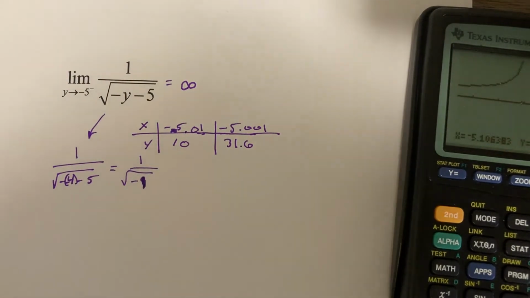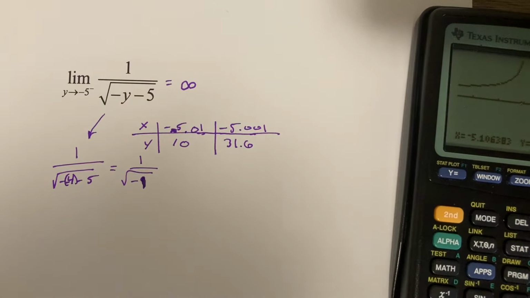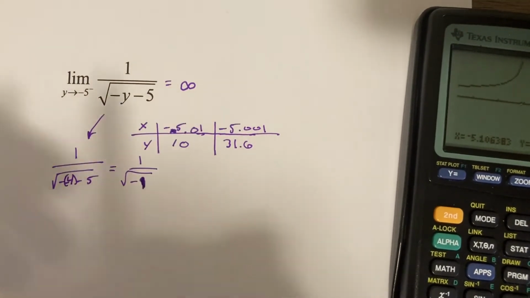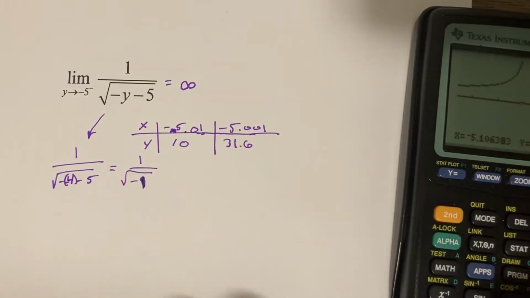The two-sided limit does not exist. But the left-sided limit is approaching, or is equal to, infinity. Okay, it actually only has a left-sided limit.